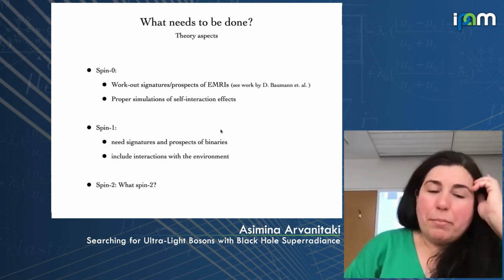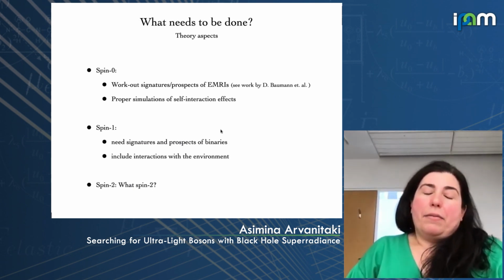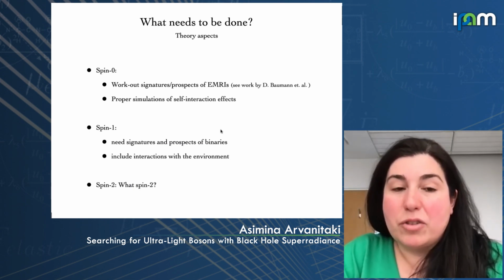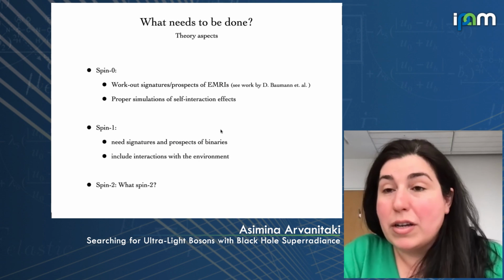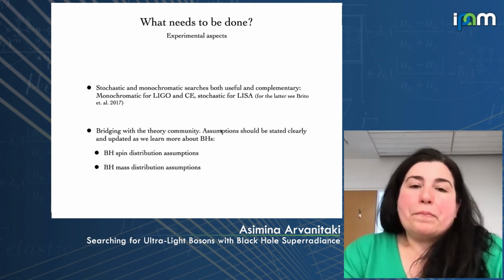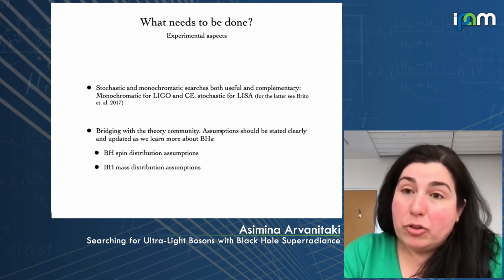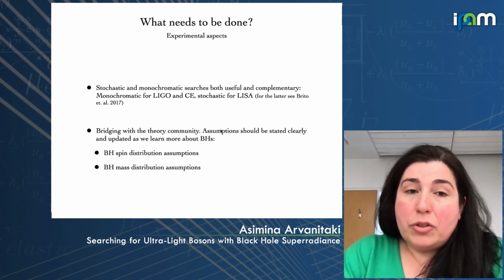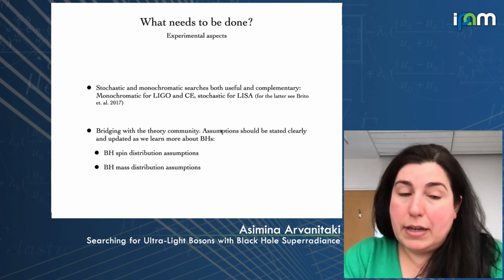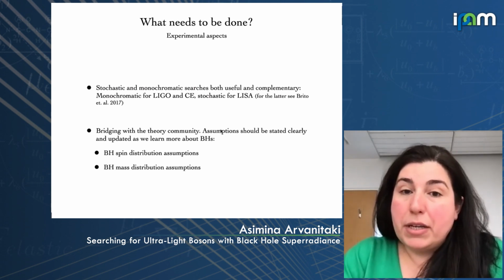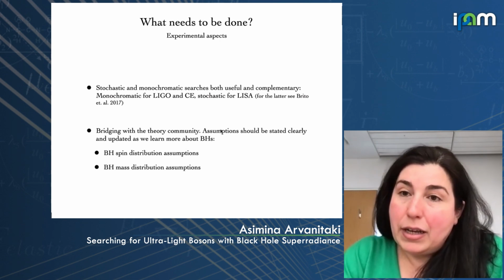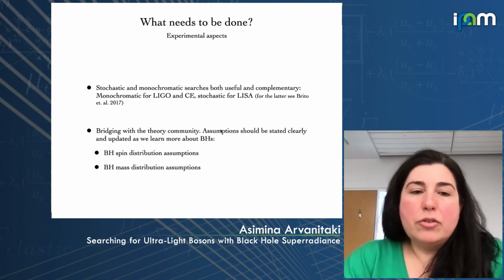And some people have talked about spin 2 black hole superradiance. I don't think the motivation for such particles is as strong as it is for spin 0 particles and spin 1 particles. Now, I talked about monochromatic searches. I should point out that there is also the annihilation of particles, which can be a source for stochastic gravitational waves that are more relevant for lower frequency gravitational wave detectors.